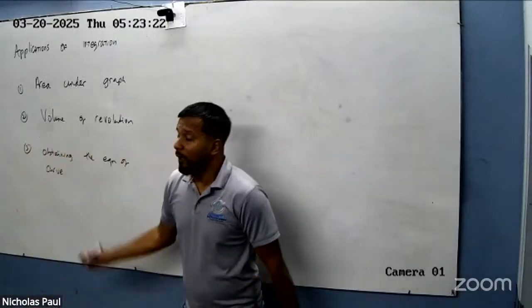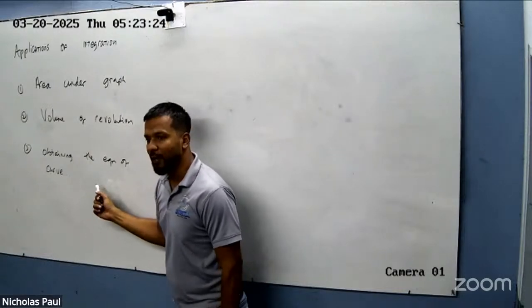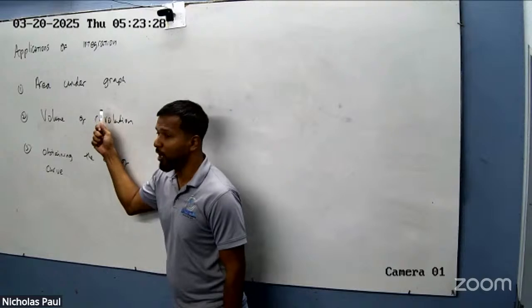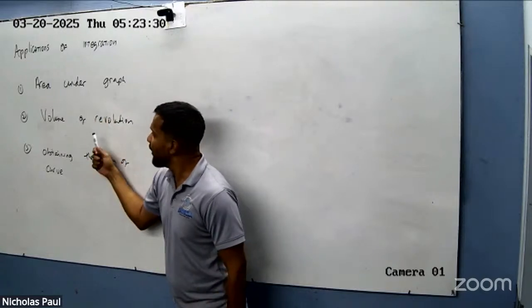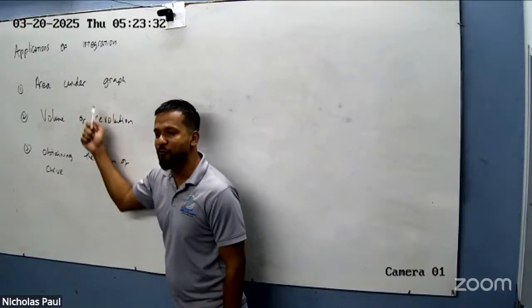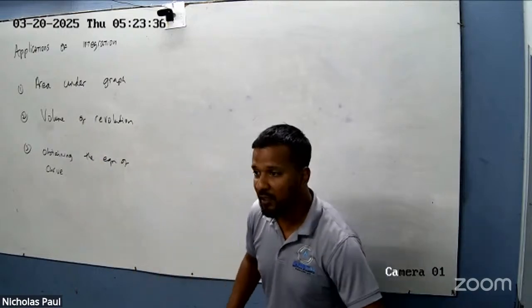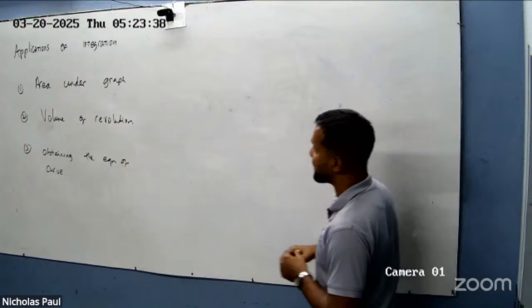So these are the three things that we're going to look at as applications of integration: finding the area under the graph, which you know already, and volume of revolution. All these you know from CSEC, but we just add a slight twist to them.